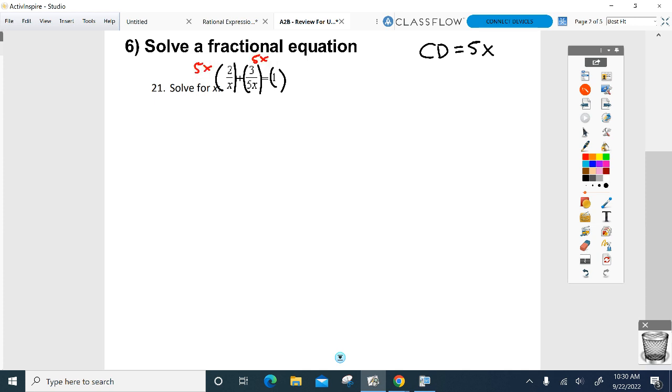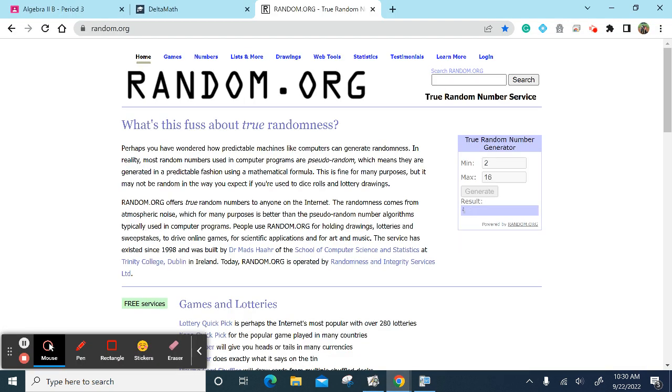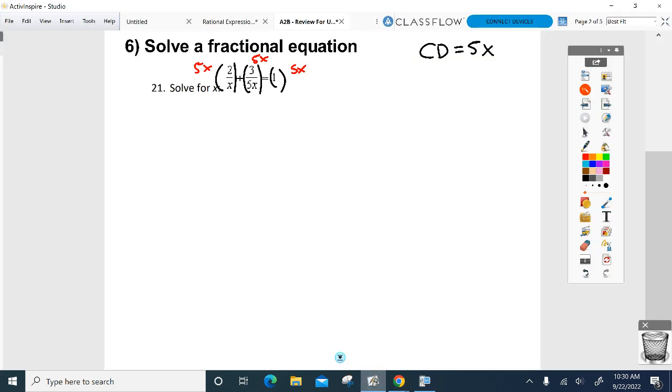5x, and even the darn 1. Everything. Show some respect. Now you tell me what cancels on each fraction. So first fraction, what's going to cancel? What's going to cancel?